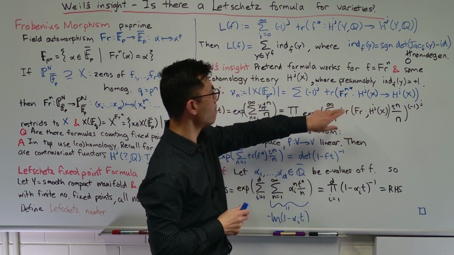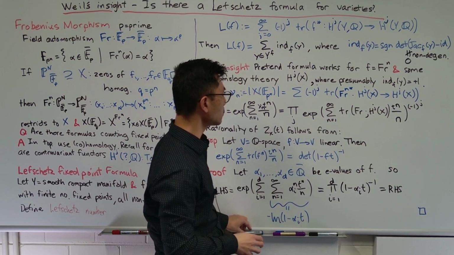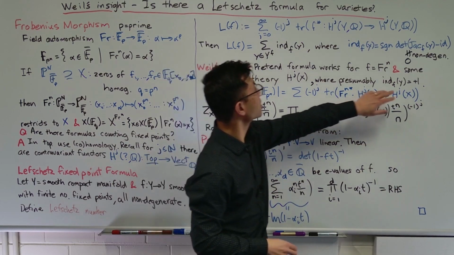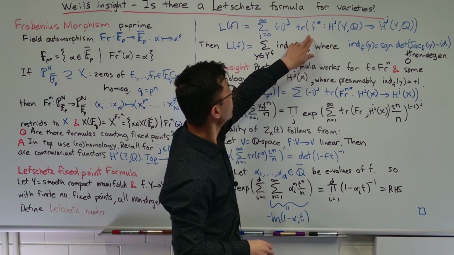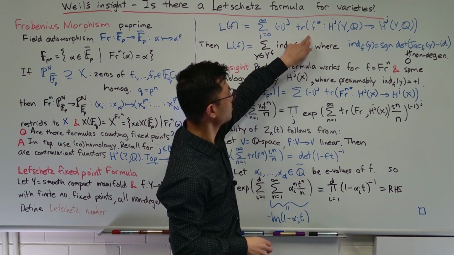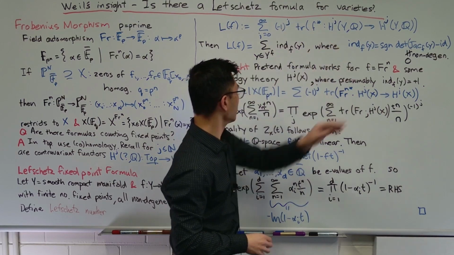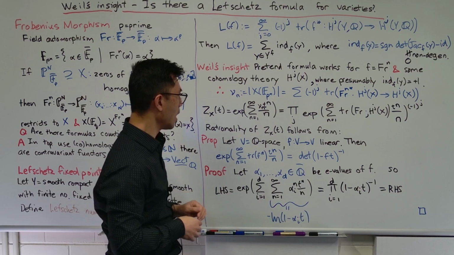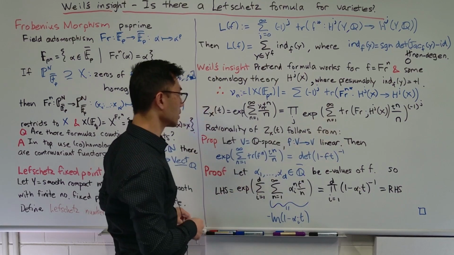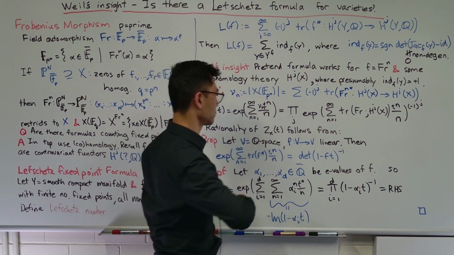Okay, that'll give you a map from H^j(X) to H^j(X). So you apply this with f equals Frobenius to the n. Okay, and that's what you have here. And the same should happen here. Okay, so we'll do that.